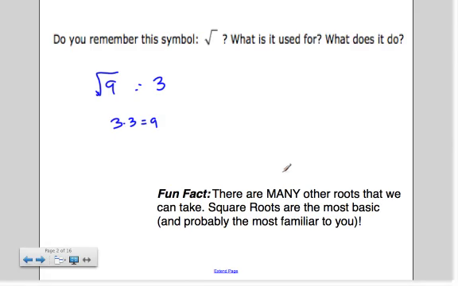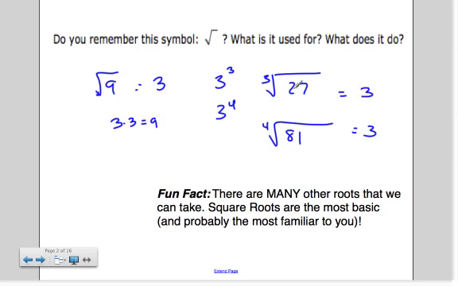Okay, here's a fun fact. There are many other roots that we can take. This is a square root, and square roots are the most basic and probably the most familiar to you. We've talked about these in the fall. But just like we can do 3 cubed or 3 to the 4th, we can take the cube root of 27 and the 4th root of 81. Both of these would be 3, because 27 is 3 times 3 times 3, and 81 is 3 times 3 times 3 times 3. So basically we've got all these neat roots that we can take.